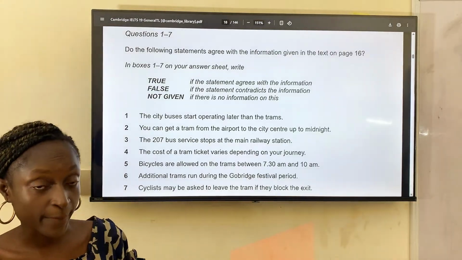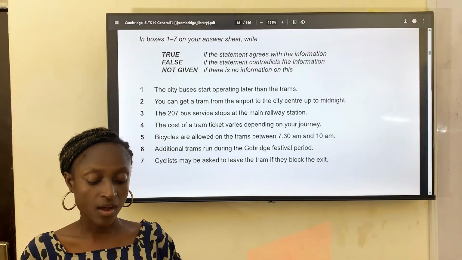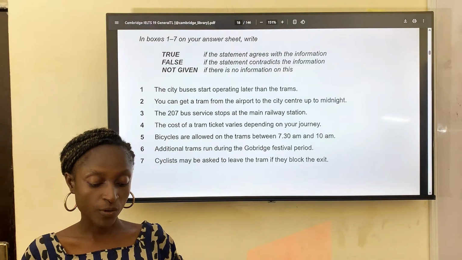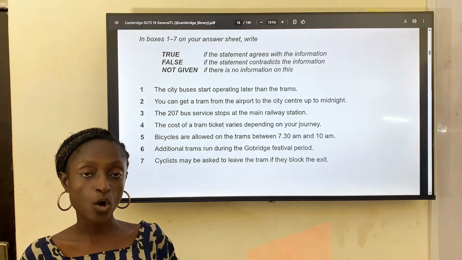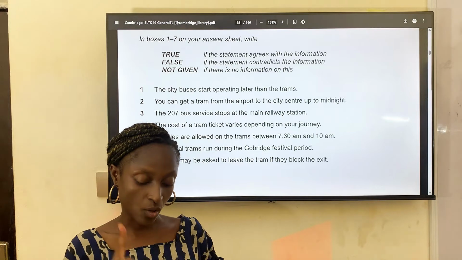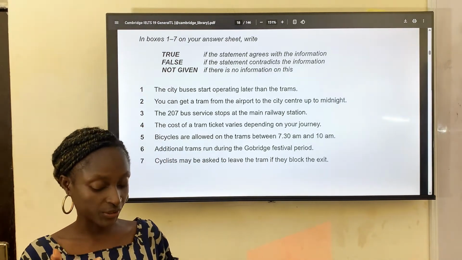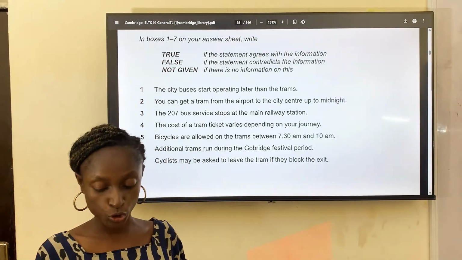I hope it's clear. So now let's look at question number 4. The cost of a tram ticket varies depending on your journey. The cost varies. That means it changes depending on your journey.